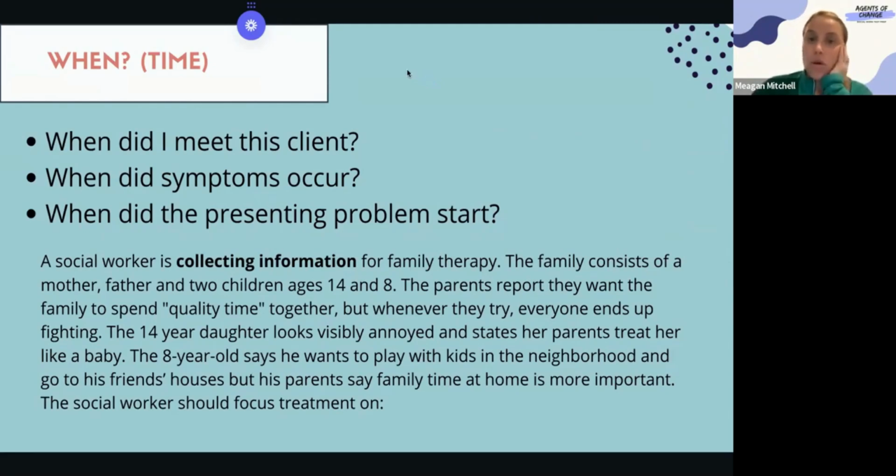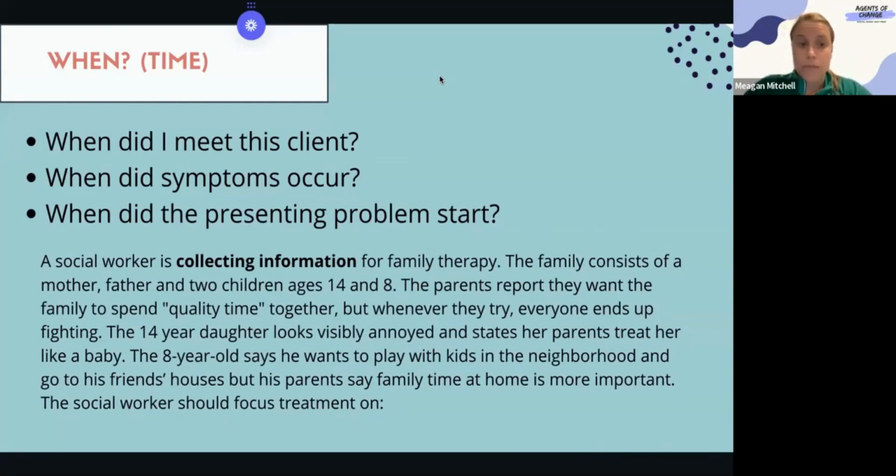Okay. So the when is really time sensitive. So when you get the when, time. When did you meet the client? So think of that helping process. When did symptoms occur? And when did the presenting problem start?